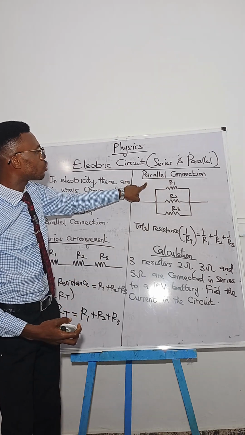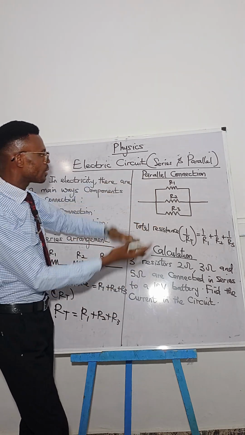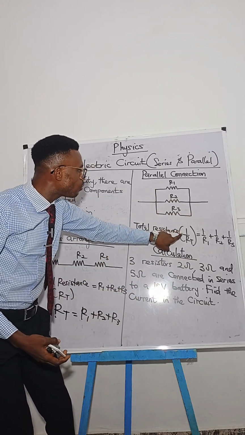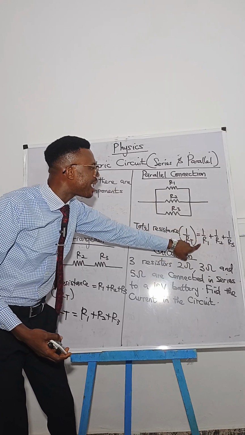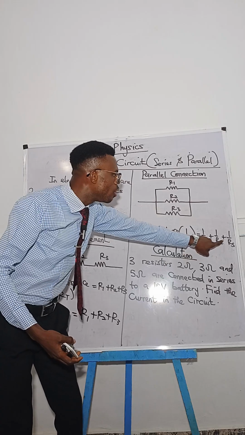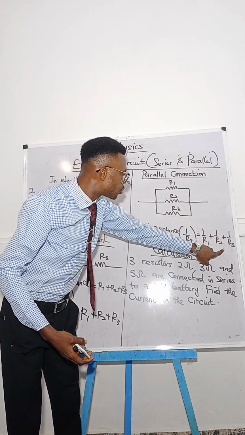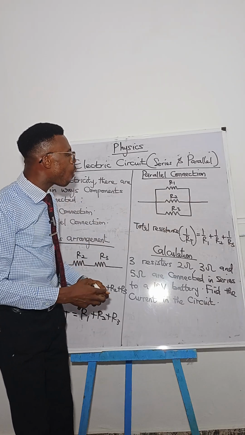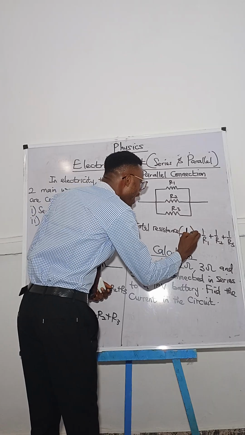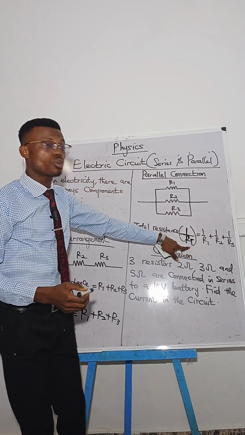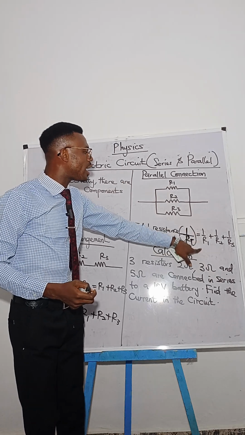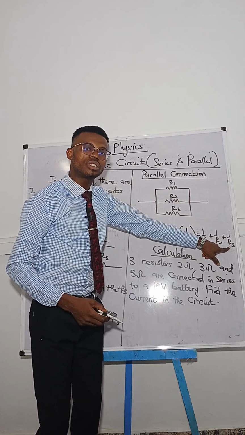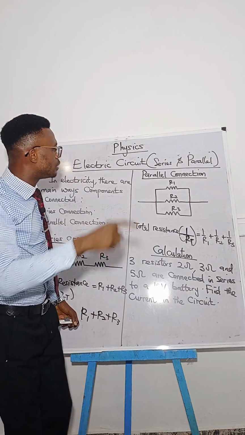Now for a parallel connection, like you can see, they are connected across. So we have the total resistance: 1 over RT equals 1 over R1 plus 1 over R2 plus 1 over R3. Take note of this. So under the parallel connection, where the components are connected across, you have that 1 over RT equals 1 over R1 plus 1 over R2 plus 1 over R3, where RT is the total resistance and R1, R2, and R3 are the individual resistances of the resistors.